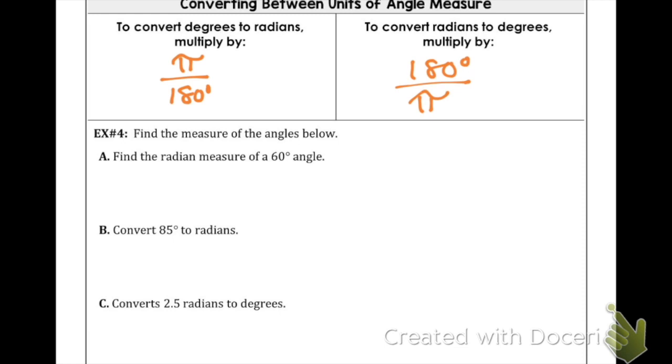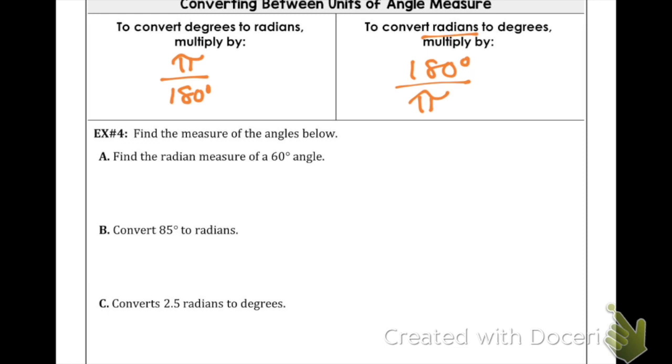So if I want to get rid of the degrees to go to radians, I need to divide out the degrees. So I need the 180 degrees to be in the denominator. If I want to convert to degrees, I need to divide out the radians, which would be the pi part, and divide by pi so that I'm left with the degrees in the numerator.